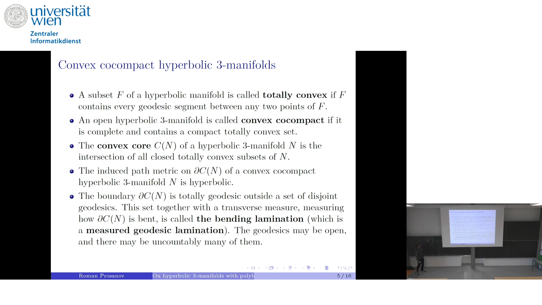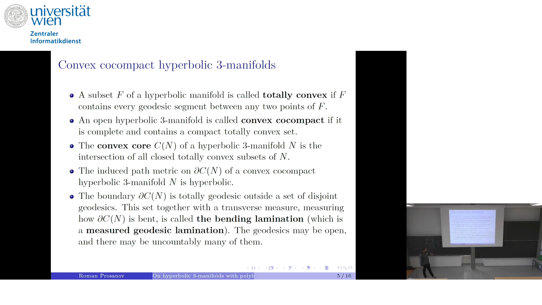And so it might be a hyperbolic surface, which is totally geodesic outside this set of bending lines. And here you have some non-trivial dihedral angles. But it also can happen that this bending lamination is supported by uncountably many open disjoint geodesics. So they are open, they are disjoint, and there are uncountably many of them, so they are winding around each other in some sophisticated manner on this surface.